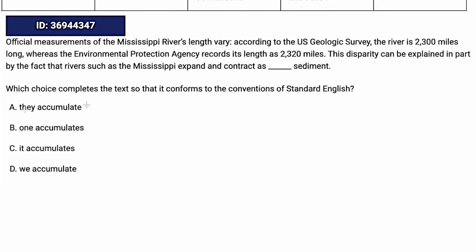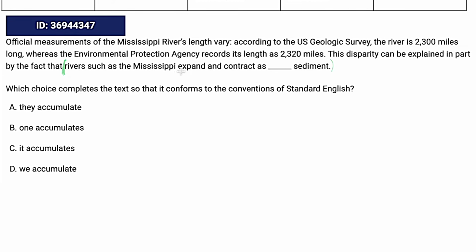If we look at A, they accumulate sediment. So what's the thing that would accumulate sediment? Starting from the underlined portion, as we go backwards, the first logical statement I've seen is "rivers such as the Mississippi expand and contract as blank sediment." So if we're going to rename the noun that's taking the verb, what is the verb here?